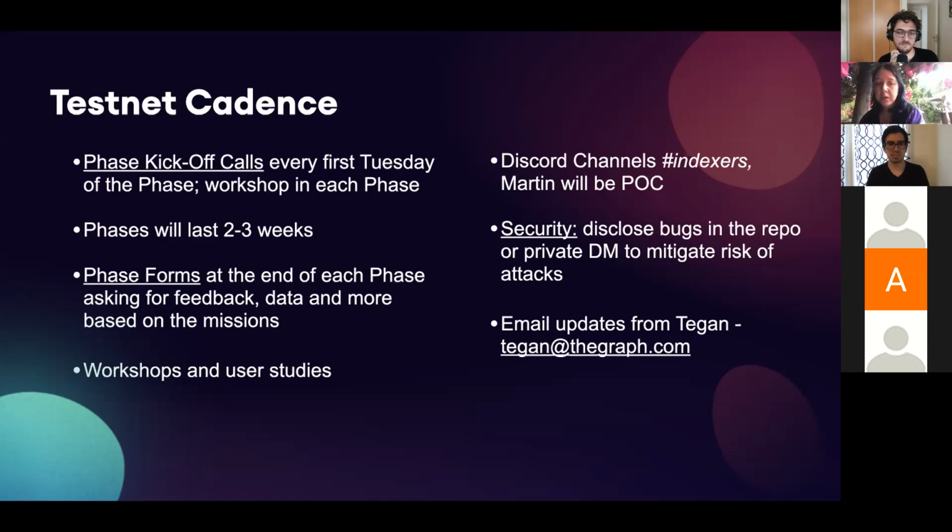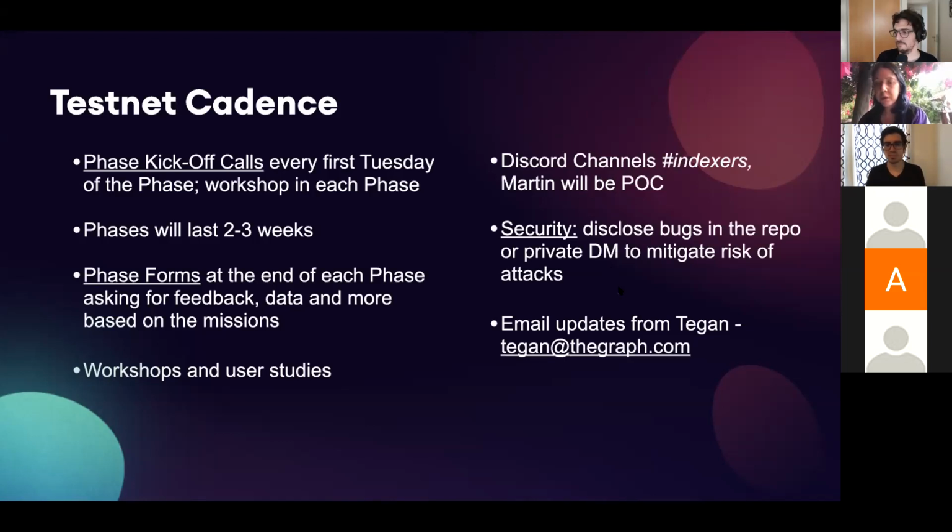Each phase will also be concluded with a form. We love forms. We're going to try and pick up as much info as we can through them. So expect at the end of the phase, even if there isn't any data or mission-specific information, we'll ask for some feedback or any questions that you might have. And we'll also have workshops and user studies per phase. Next week we'll have an indexer workshop, and in phase 1 it'll be user study focused.